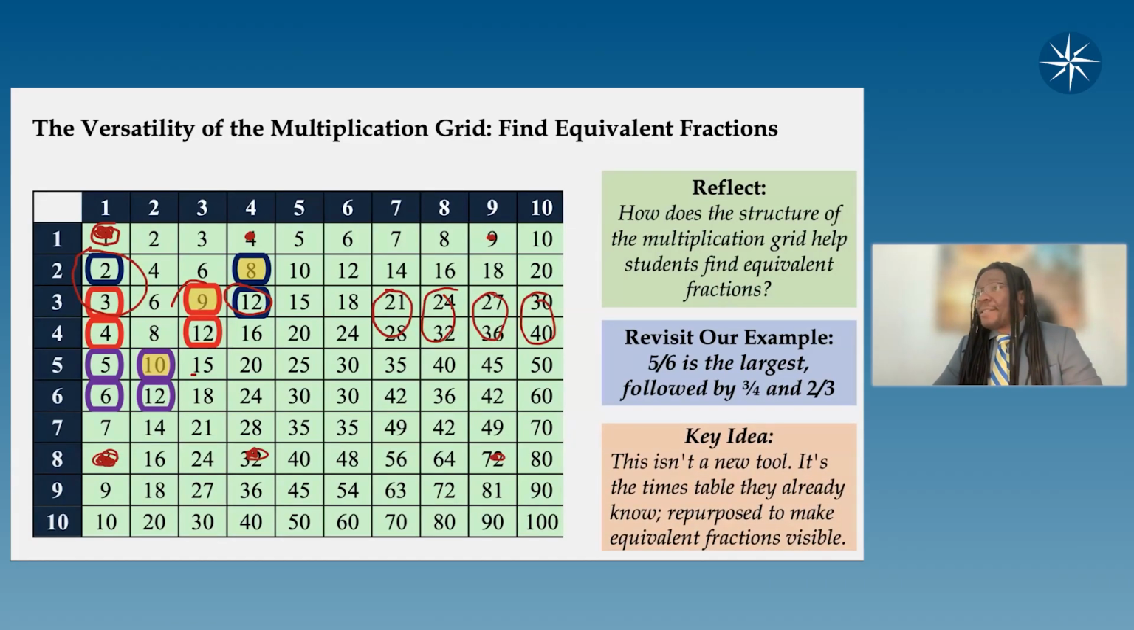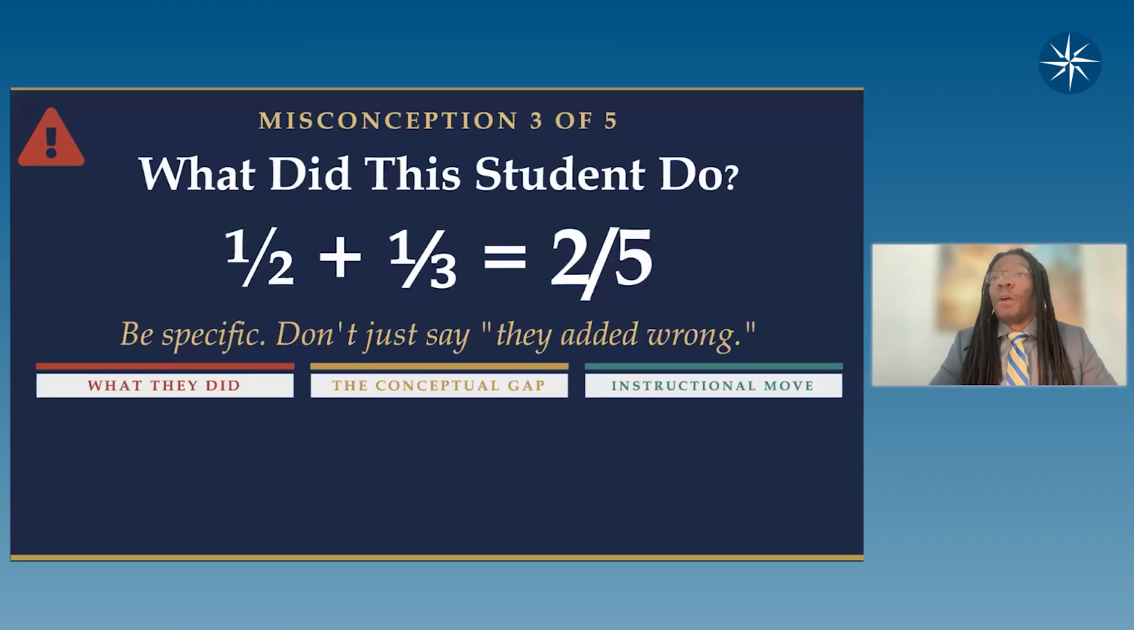So the key idea is this is not a new tool. It's a tool that, after they finish with their whole number operations and learning their number facts, we throw off to the corner. We can reuse this tool in this way, okay? All right, so we went back here. 1/2 plus 1/3 is equal to 2/5. We can expose this misconception quite easily. A child can see this when we do it the right way.